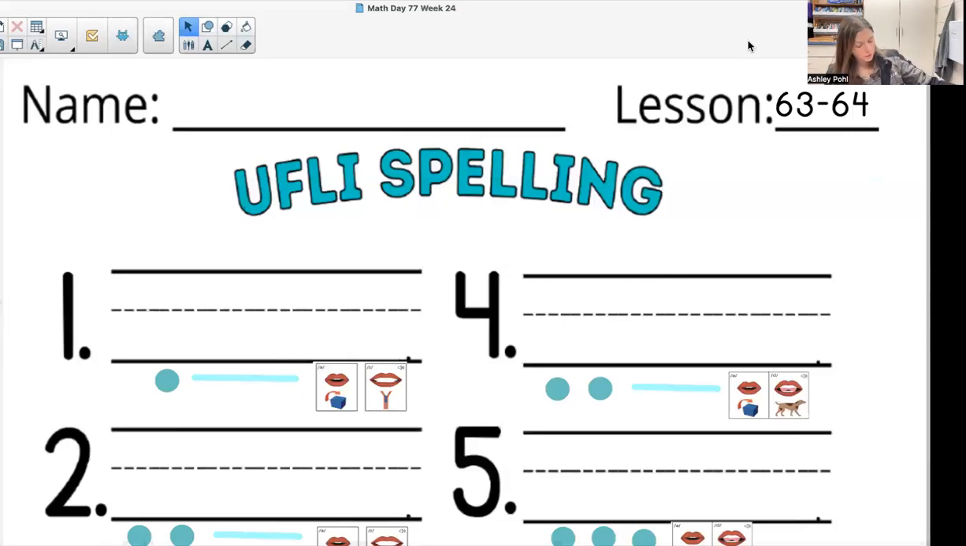Hello, first graders. The first thing you do is always the same. Pick up your pencil and write your name. We will be working on lesson 63 and 64 today.